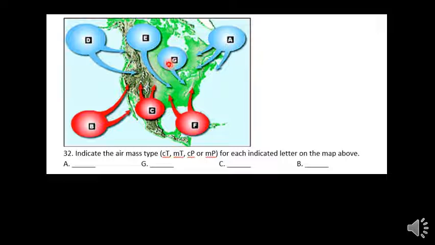and cold, continental polar. And then A is just going to be like D over here, where it's maritime polar as well. Maritime because it's over the water, polar because it's up north and going to be very cold.